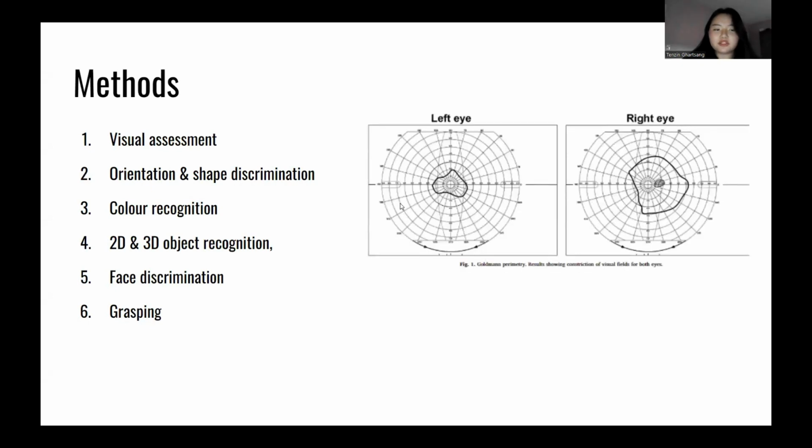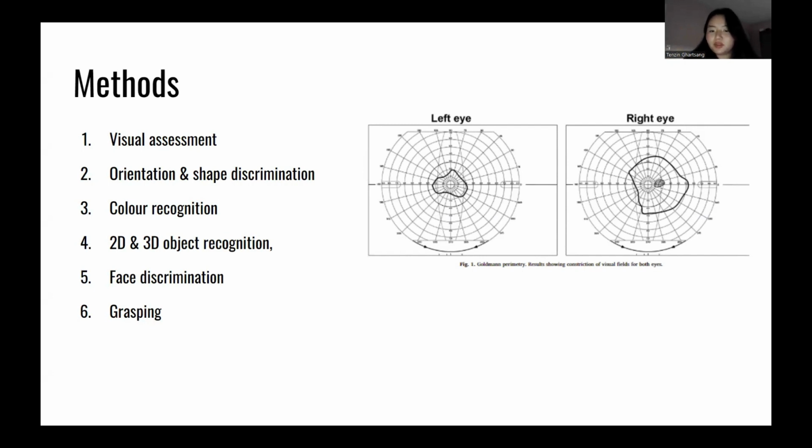Some methods of data collection that were used was a visual assessment, where they asked him to cover one eye and he was given a buzzer, which he had to press every time he perceived a light stimulus. So in this picture, we can see that there is a severe vision impairment in his right eye, while the left eye is classified as blind.